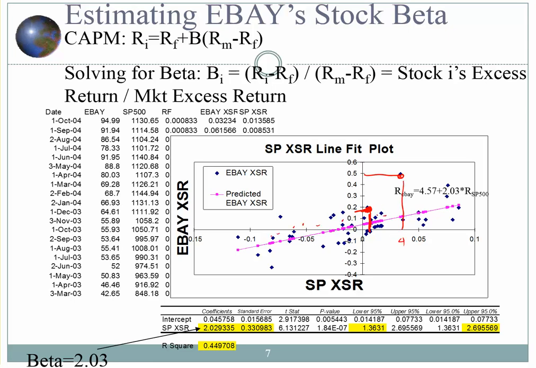If you plot all these historical points, the best fit line, the regression line that connects all those dots, the slope of that line is the beta of the stock. So in this case, eBay had a 2.03 beta.